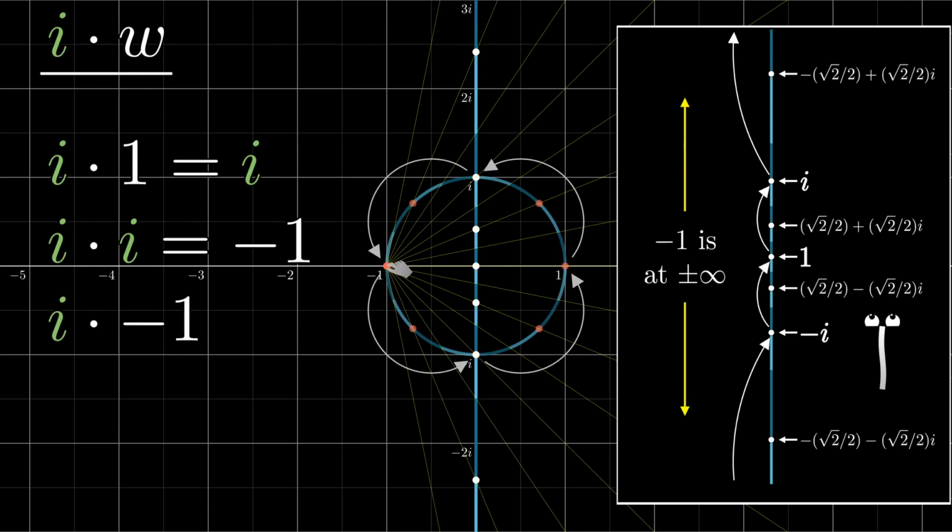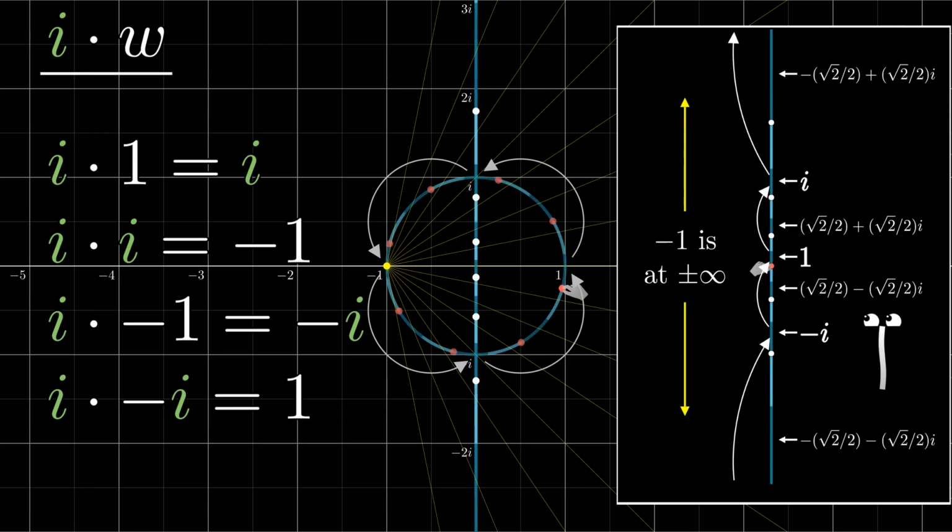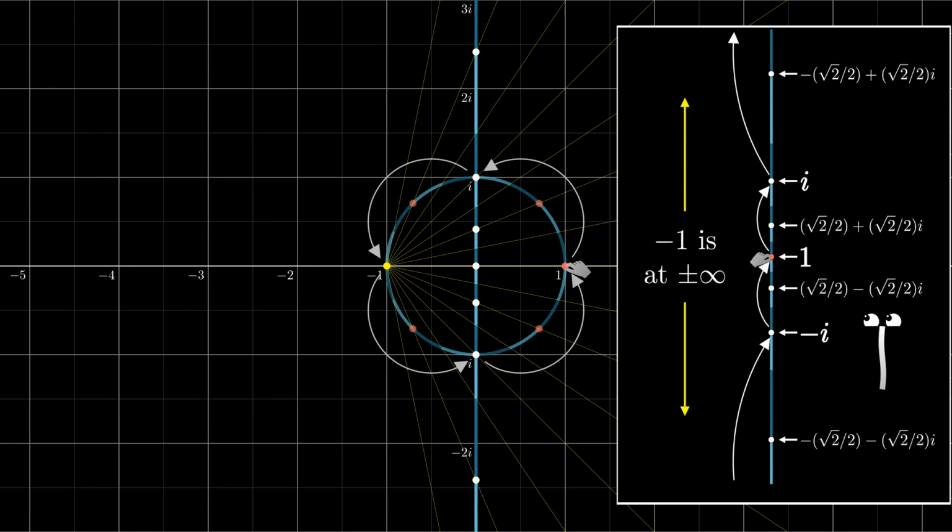I times -1 is equal to -I, so that point at infinity kind of comes back around from the bottom to the position 1 unit below the center. And I times -I is 1, so that point at -I slides up to 1. Even though this is kind of a weird motion, it lets us communicate some important ideas to Linus.